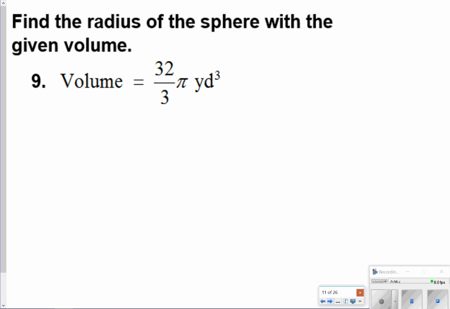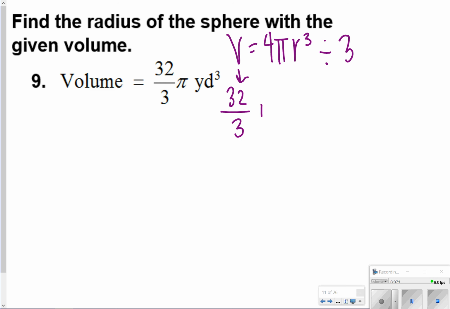Find the radius of the sphere with a given volume. So this is a sphere. So remember, let's just plug in our formula. Volume is equal to 4 times pi times radius cubed, all divided by 3. The volume is telling us that it's 32 thirds pi, and we know 4 is 4. Pi is pi, but I'm actually going to leave pi as the symbol, and I'll show you the reason why in just a minute. We have r cubed, and then we have a divided by 3.